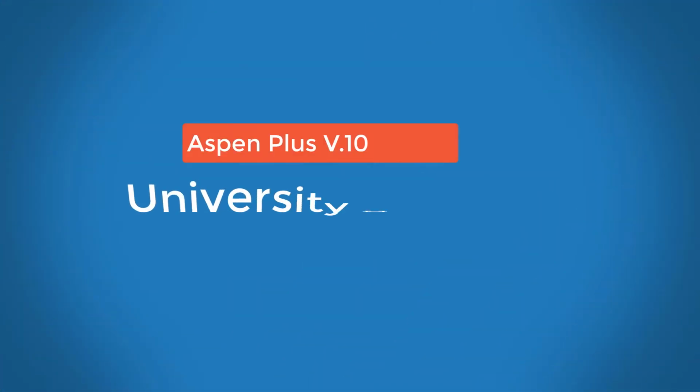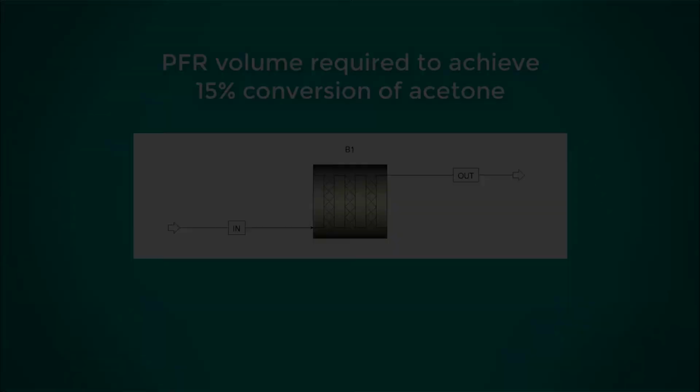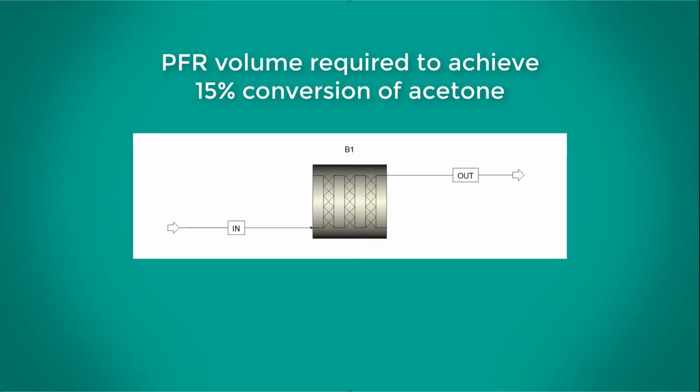Welcome to the Aspen Plus version 10 video series. This video series serves as an introduction to Aspen Plus for chemical engineering students studying kinetics and reactor design. In this video, the volume required of a plug flow reactor to achieve a 15% conversion of acetone will be determined.